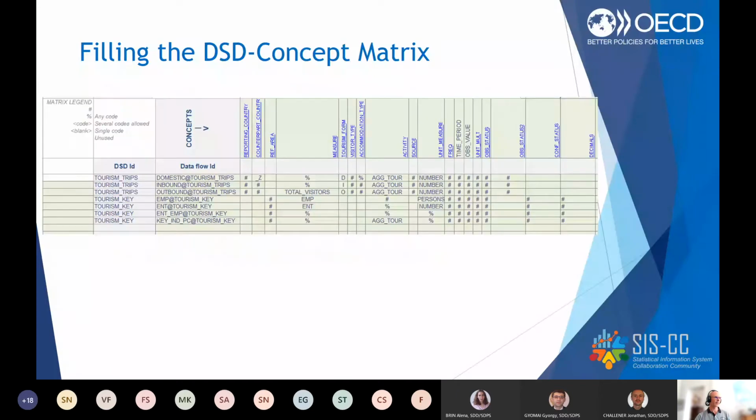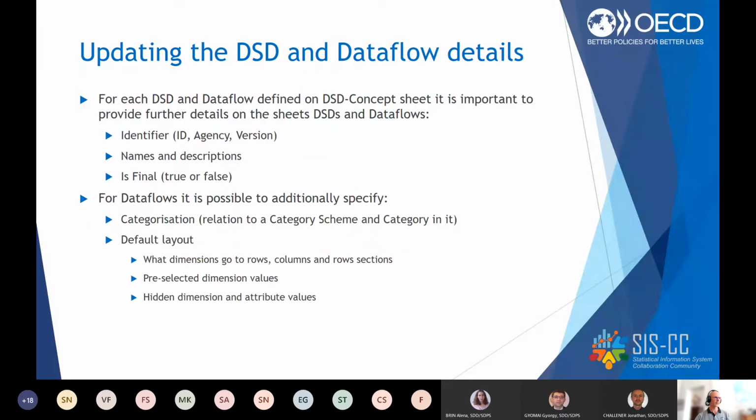So from the DSD matrix, I've talked about that. And then updating the DSD and dataflow details. We've started filling out the matrix, but then we have to add more information to DSDs and data flows, like, you know, give them names. And we may also want to add some annotations to data flows to say how concepts should be visualized on those data flows. So we're coming back to Kamal's question, I think, and hopefully this answers it.